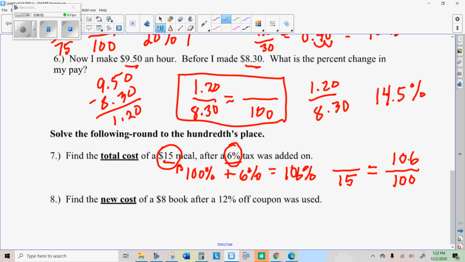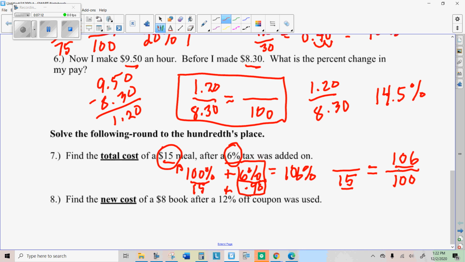You could just take your 15, figure out what 6% of 15 is, which is 90 cents, and then add those two. I think it's easier to add these two first because you can do that in your head. So that makes it a little easier. So then you just do 15 times.